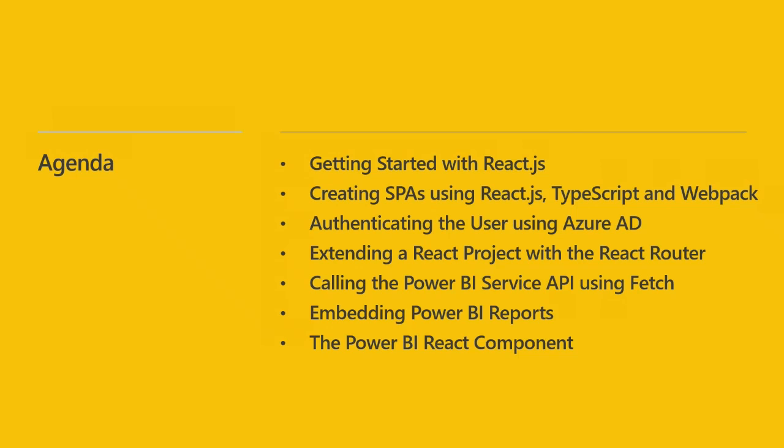We're going to look at something called the React router. That's an important part of creating a non-trivial React application. Here we're not using any server-side code, so you can't use .NET, .NET Core, .NET 5, or Node.js on the server side. What we're going to do is call into the Power BI Service API directly from the client, from the browser, using the Fetch API. Then we're going to concentrate on the part that allows us to embed the Power BI reports.